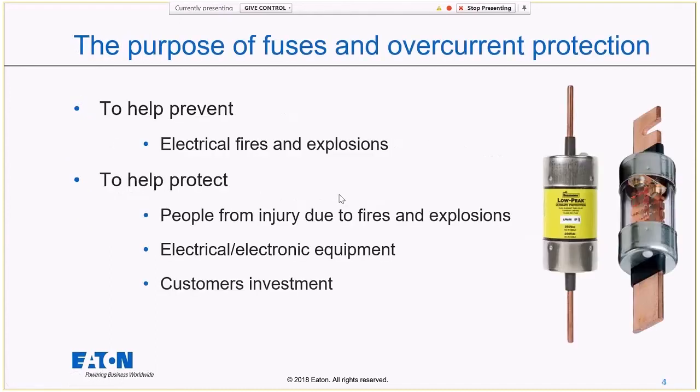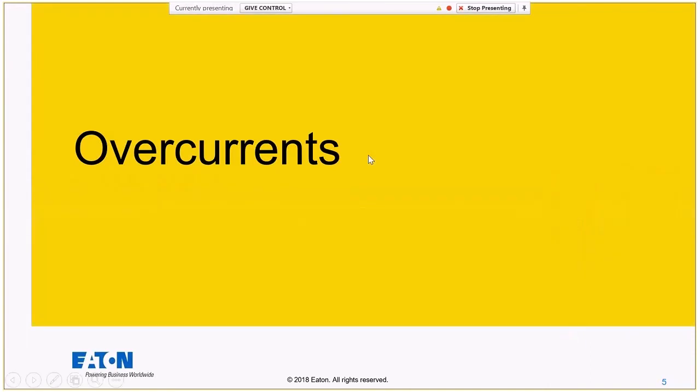First and foremost, the purpose of fuses. Why do we have them, or any overcurrent protection? It's to help prevent electrical fires and explosions. By protecting from electrical fires and explosions, we protect people from injury due to those fires or explosions. We help protect the equipment itself, and of course, we protect the customer's investment. So with that, we're going to go ahead and talk about overcurrents.